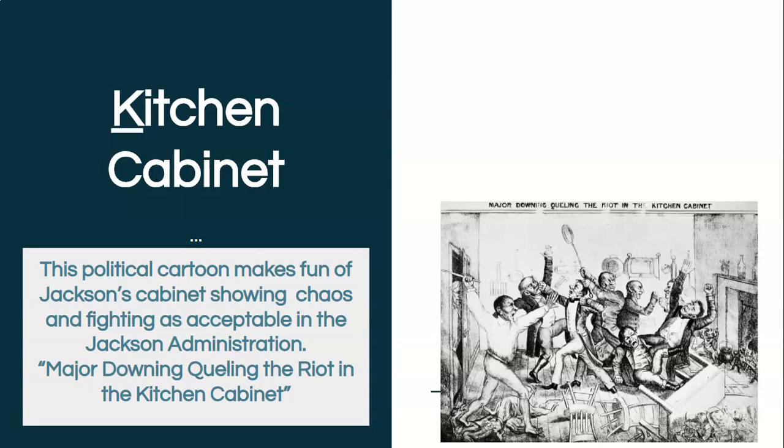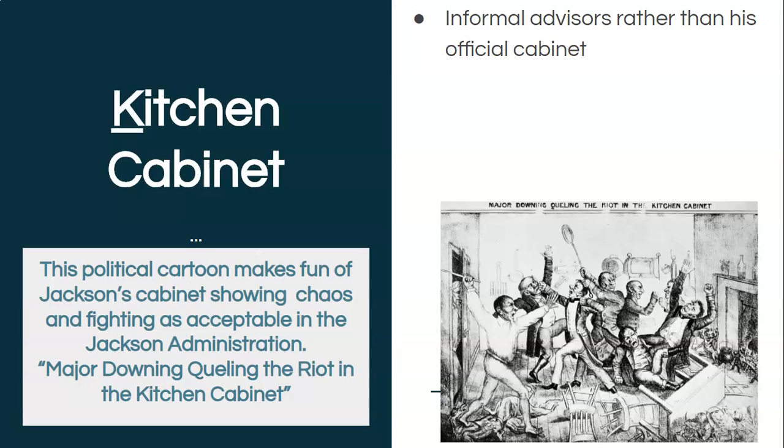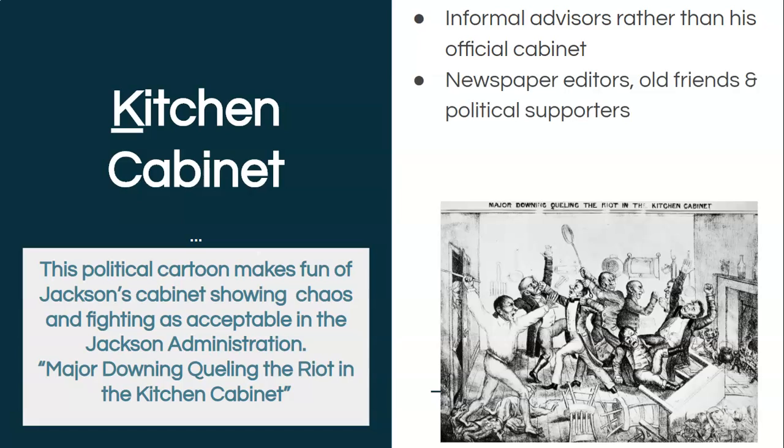against his official cabinet, or the official cabinet of presidencies: the office of Secretary of State, Secretary of War, Secretary of the Treasury. The kitchen cabinet is the informal cabinet. So this was Jackson's informal group of advisors, and these advisors were mainly newspaper editors, old friends, and longtime political supporters. They often supported Jackson, helped draft his policies, gave political advice, and were often very vocal in supporting his policies.